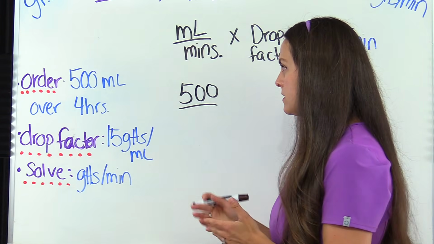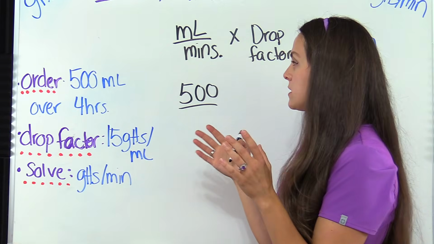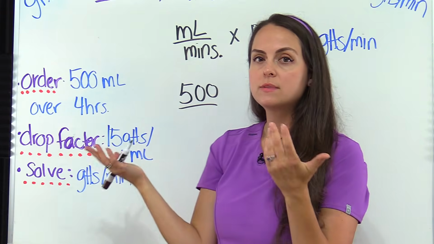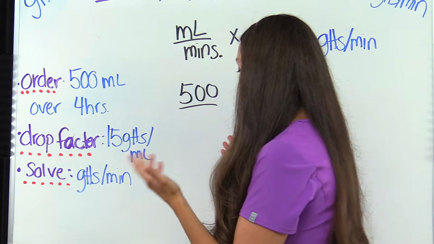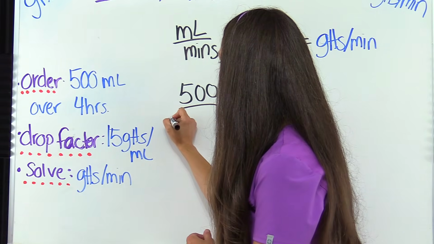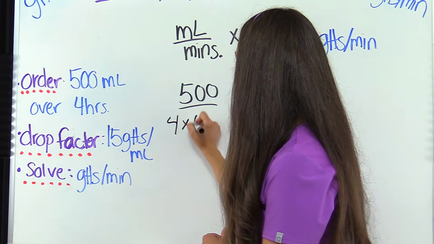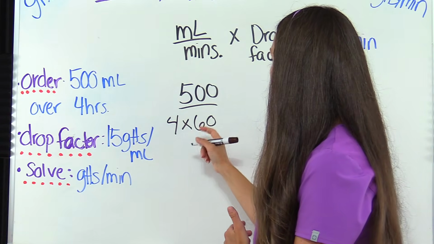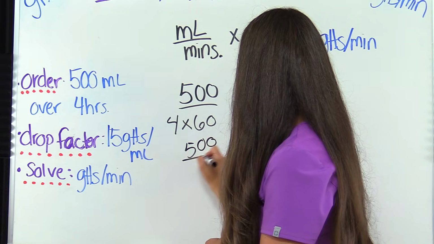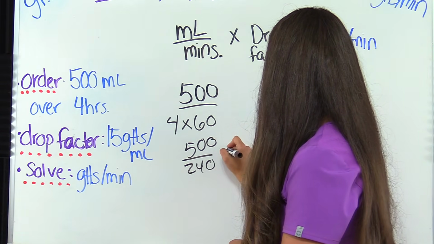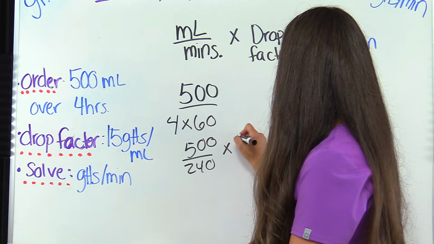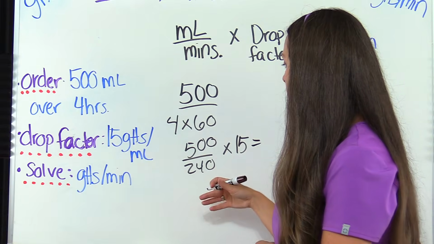What you can do with this is convert it in your head if you want, because we know that in 1 hour there's 60 minutes. So you could say 4 times 60, and that gives you 240. But I like to write things out so I can keep everything in order. So you can just put 4 times 60, and that will give you 240. Then you can go down here and say 500 again, put 240, and then we're going to multiply that by the drop factor, which is 15. So let's work everything out.